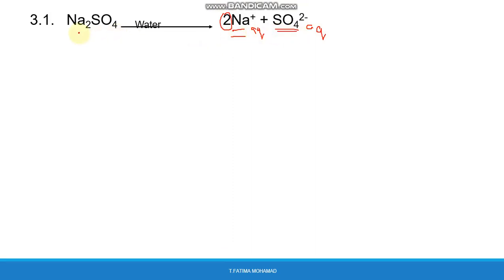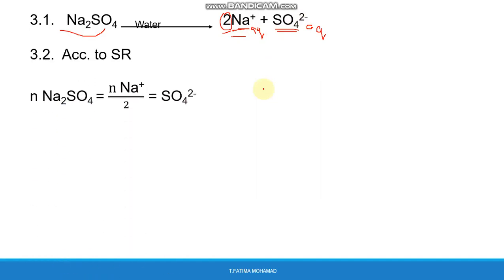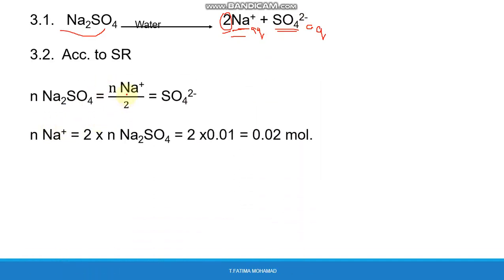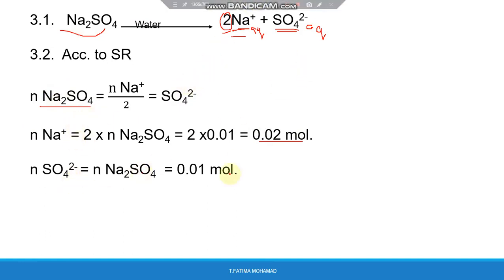Again, of course, according to the stoichiometric ratio, the number of moles of Na2SO4 equals the number of moles of Na+ over 2, which equals the number of moles of SO4 2-. So the number of moles of Na+ is 2 times the number of moles of Na2SO4, which equals 0.02 mole, and the number of moles of SO4 2- equals the number of moles of Na2SO4, which equals 0.01 mole.